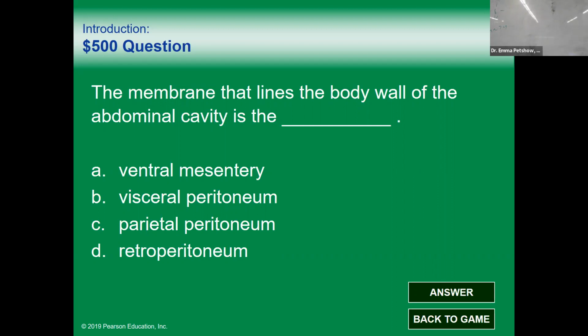But the whole cavity as a massive component would be lined by the parietal peritoneum, and then the viscera is just lined by the visceral peritoneum. Most of the time, the two answers they're going to ask you about are visceral versus parietal. That one's asked commonly, so that's a good one to think about. What about ventral mesentery? What's that? What's a mesentery?